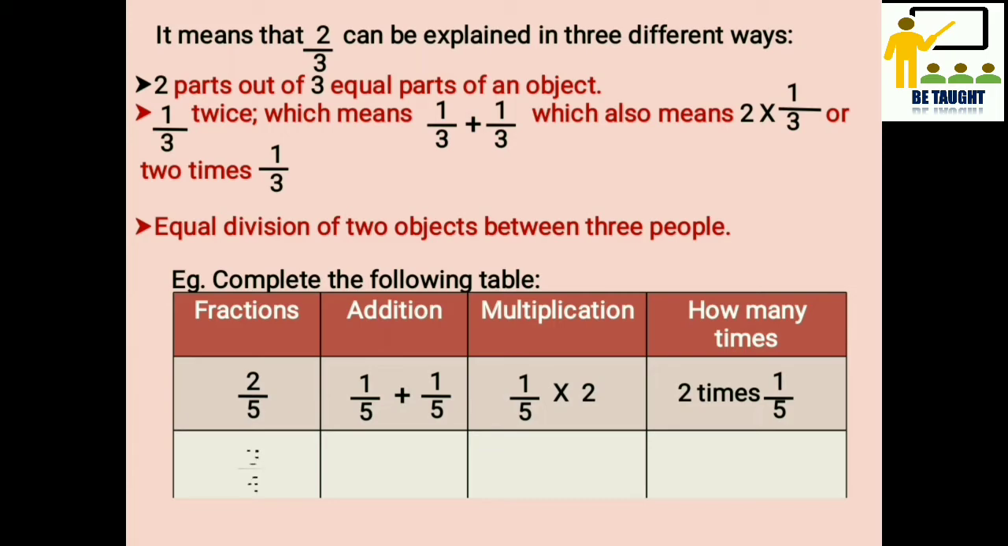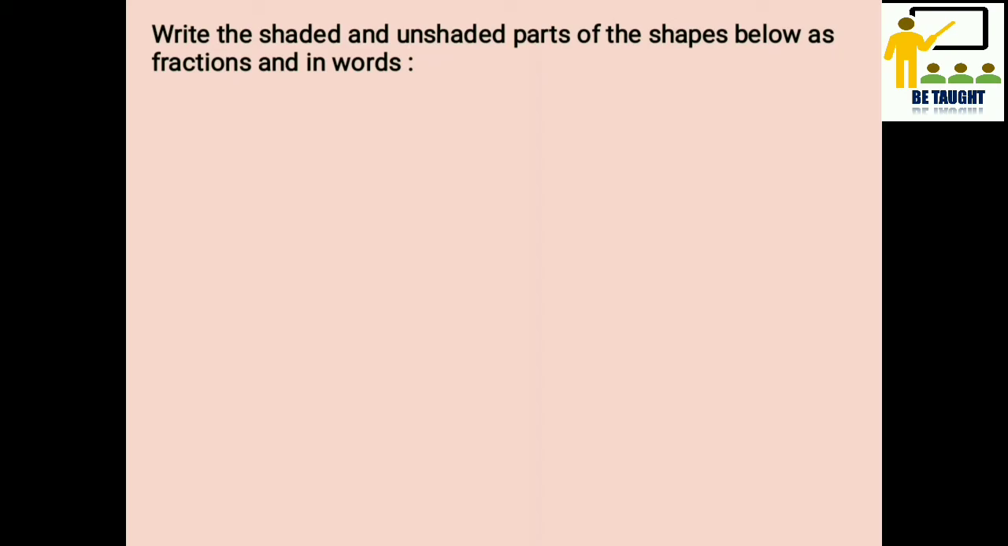We'll see one more example. 3 upon 4. In addition, it will be 1 upon 4 plus 1 upon 4 plus 1 upon 4. In multiplication, it will be 1 upon 4 multiplied by 3. How many times? 3 times 1 upon 4. Let us see one more sum.